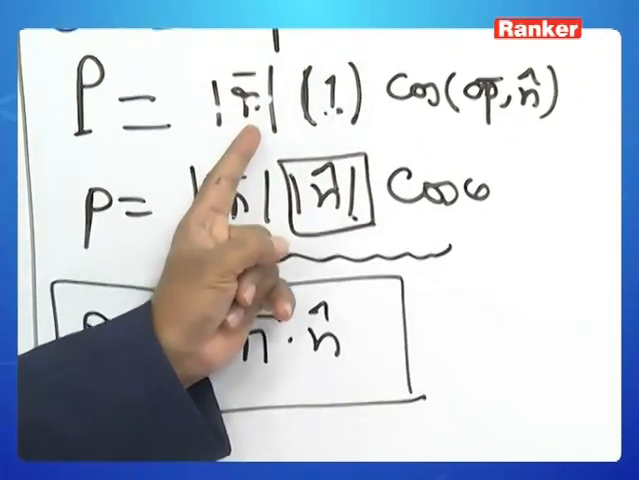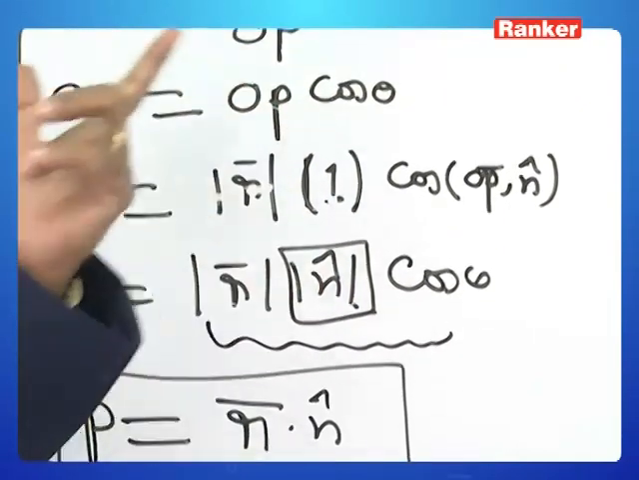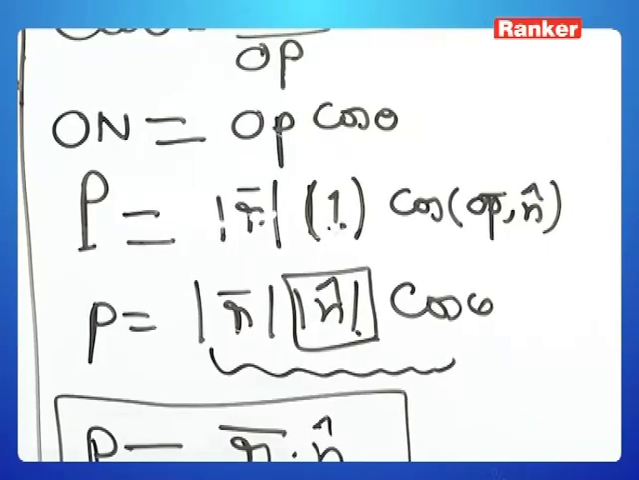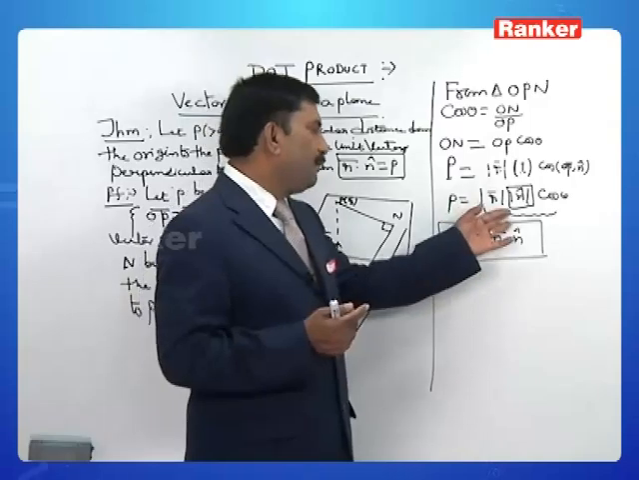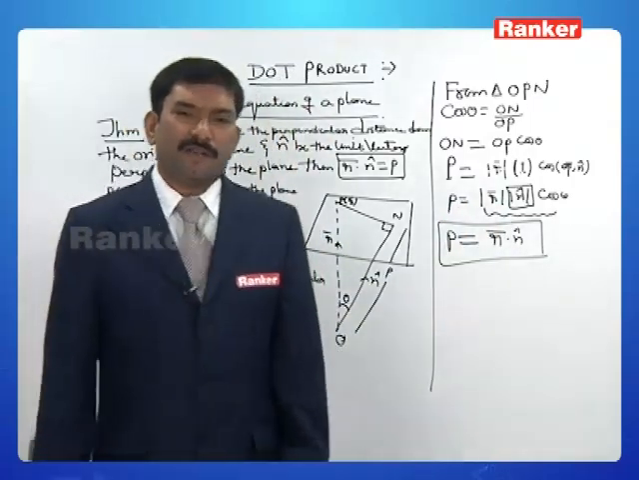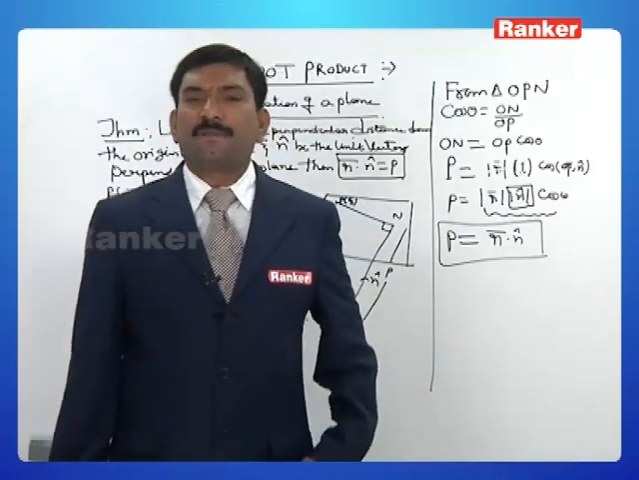From the triangle, cos theta is equal to ON by OP, ON is equal to OP into cos theta, OP is modulus of r bar. Here 1, that goes without saying. One must understand the logic here. 1 into cos theta, theta is the angle between OP bar and n cap. Therefore, we can take this as r bar dot n cap. That's the vector equation of a plane.